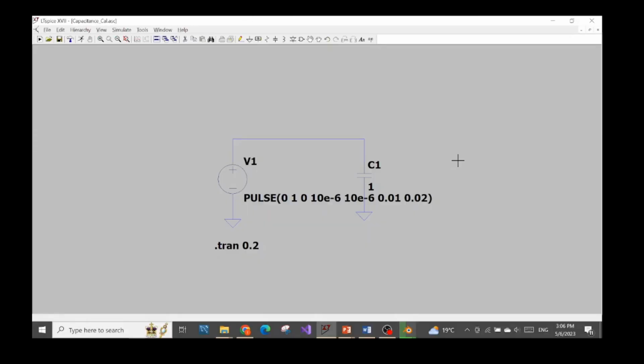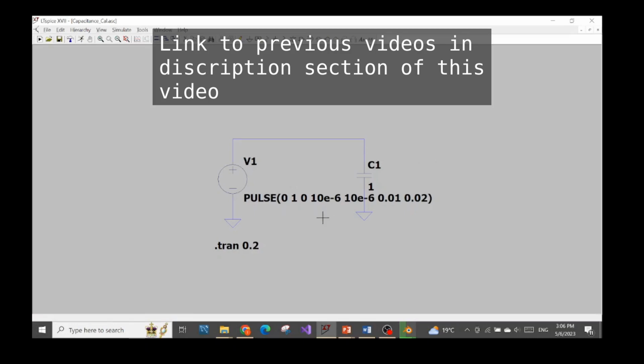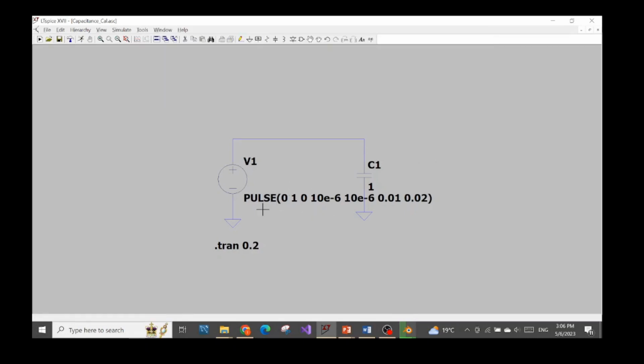Here's our LTSpice demonstration. One more time, if you don't know how to create such a circuit or how to read those parameters like pulse and transient, please refer to my previous videos about LTSpice. I have introduced all of them. But in this case, we will focus only on demonstrating how to apply the theoretical method of calculation to determine the capacitance in the frequency domain.